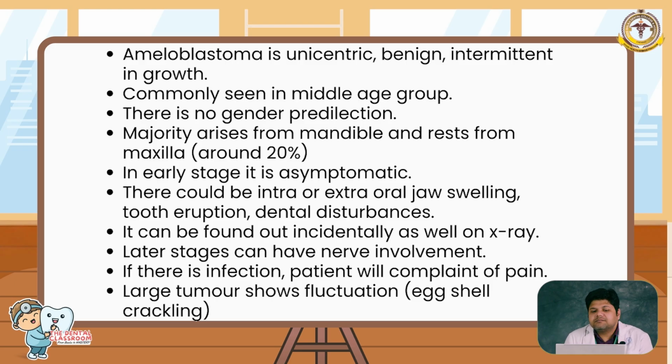The age is around 20 to 40 years, where it is more commonly seen, with no sex predilection. The main site is the mandible, that is 80%, and maxilla 20%, and in 75% it is in the molar and ramal region. Signs and symptoms: it is asymptomatic in early stages until the lesion grows and produces intraoral and extraoral jaw swelling. In the later stage, nerve involvement can be there, with sensory changes of the lower lip, and pain can also be there if infection is present.